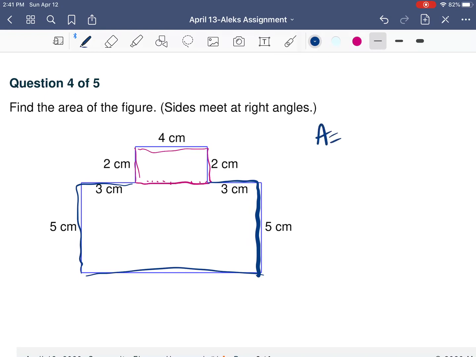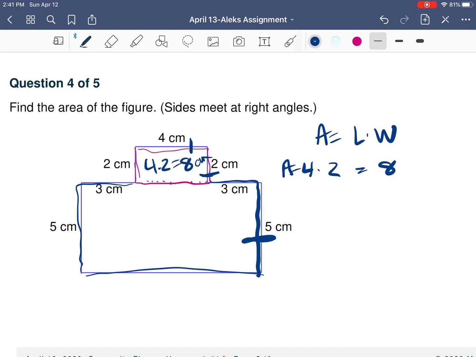First of all, always remember the area is the length times the width. The smaller one will be easy to figure out the two side lengths, because I know that this part right here is 4, and this part right here is 2. So the first one's going to be 4 times 2, which is 8. So I know that that smaller square is 8 centimeters squared, the area. Now I need to figure out the bigger one.